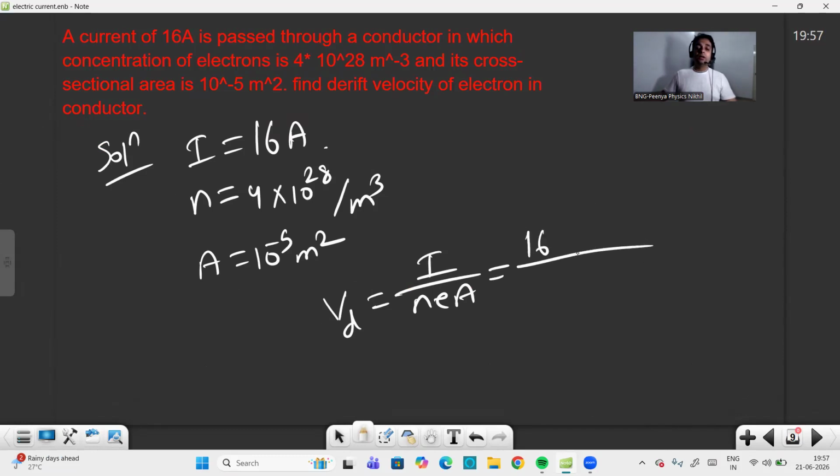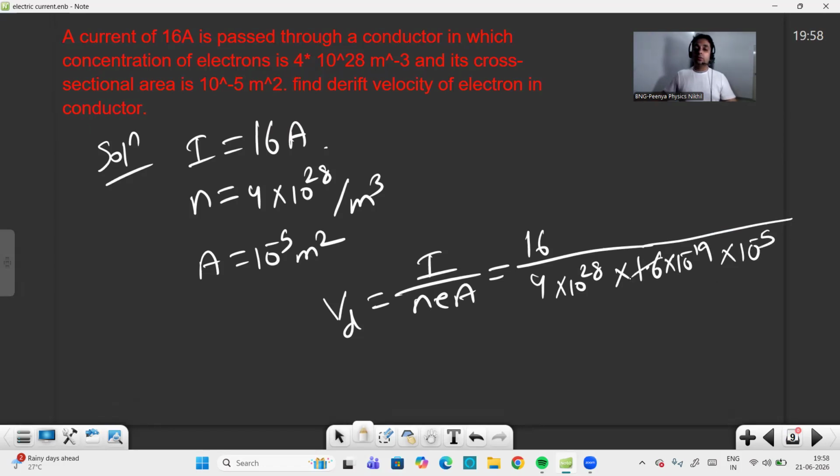Divided by the number of electrons per unit volume, which is 4 into 10 to the power 28. e is 1.6 into 10 to the power minus 19 coulomb. And A is 10 to the power minus 5. Correct. Now we'll solve this.